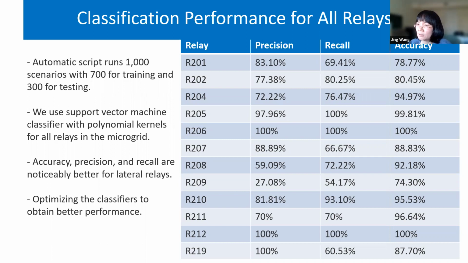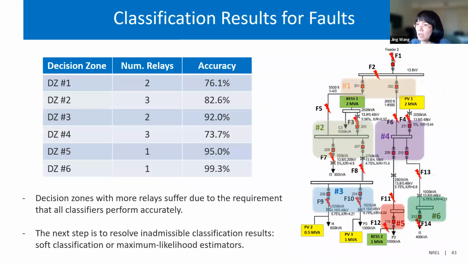So that's how we did the data-driven protection. We also show the accuracy for each decision zone. For example, zone 1 and zone 4 have relatively low accuracy because the decision making is more complicated, because of the power flow direction and the situations. The decision zone located at the end of the feeder has a much higher accuracy.